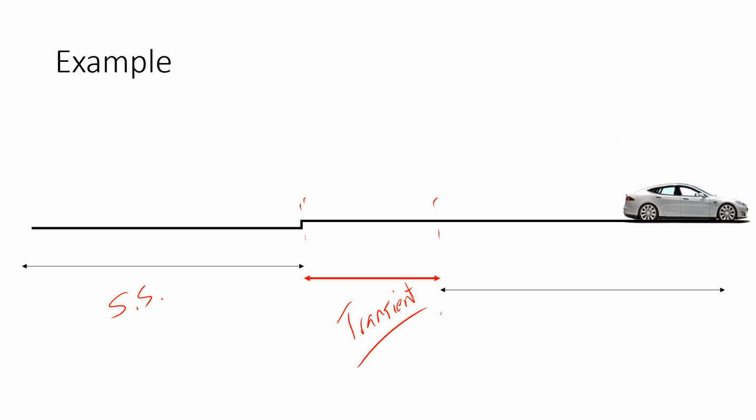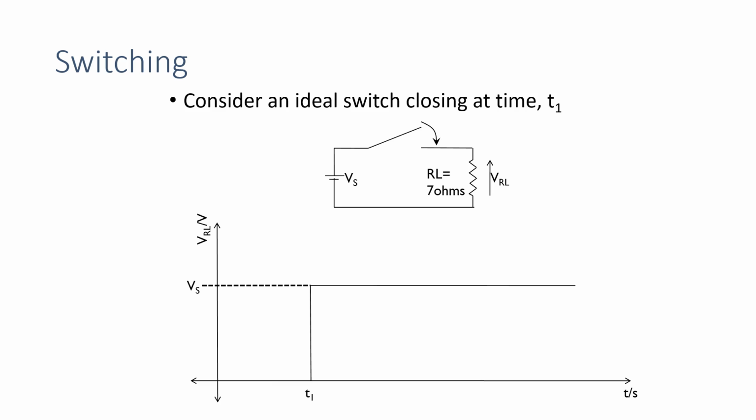And then eventually the car settles down and it reaches a new level. So it went from one steady state condition to another steady state condition. But to get there, it went through a period where it was changing, it was oscillating. And that is the same thing that happens when we have circuits.